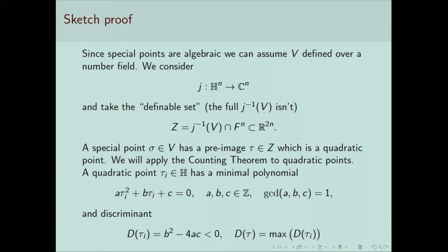So we've got the J function, and we identify H to the n with some semi-algebraic subset of R to the 2n, and we take Z to be the pre-image of V intersected with the classical fundamental domain to the nth power, and we view that as a subset of R to the 2n, and this is a definable set.